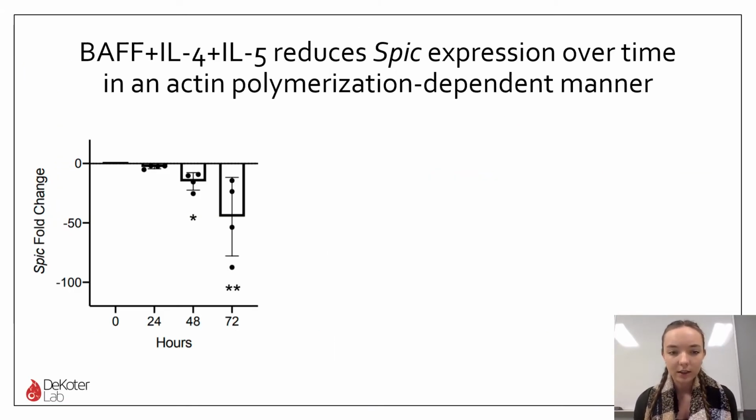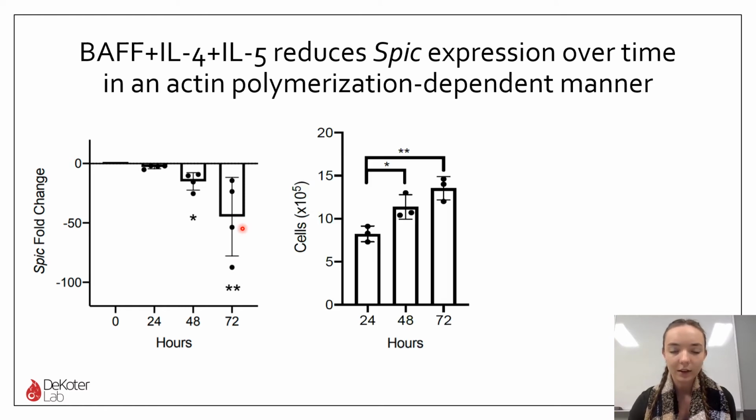We next went on to look at this cytokine mixture that contained BAFF, IL-4, and IL-5. And similar to in the last experiment, we performed RT-qPCR looking at Spi-C fold change and found that compared to freshly isolated B cells, BAFF, IL-4, and IL-5 caused a significant downregulation in Spi-C over time. Looking at our corresponding cell counts, we could see that B cell counts were significantly increased over the same time period, indicating that BAFF, IL-4, and IL-5 likely caused proliferation in culture.